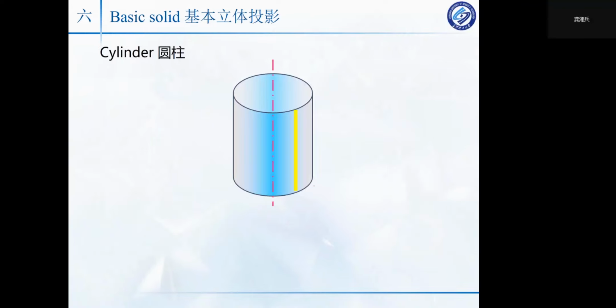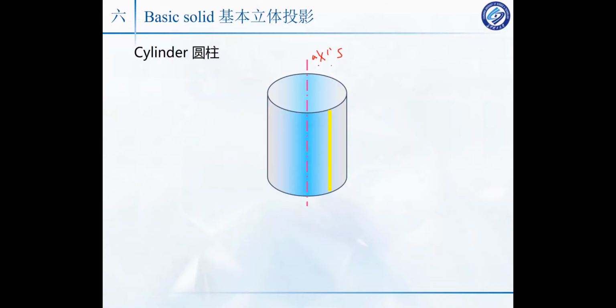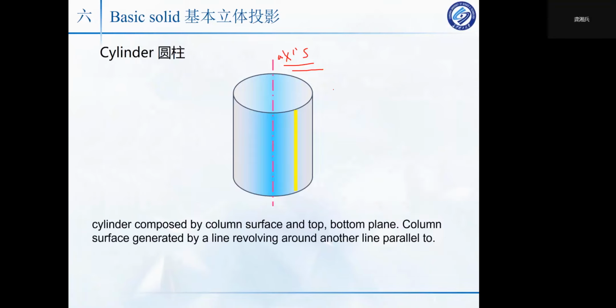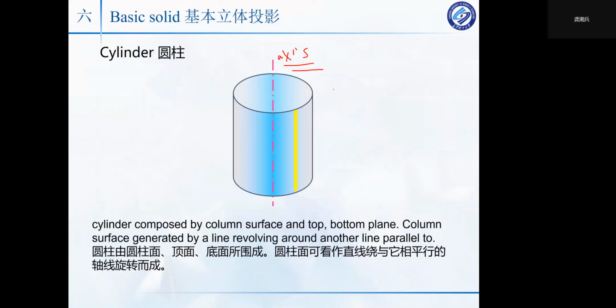Then for the cylinder, use the general line here. You can turn it around the axis, parallel with the axis, turning around the surface and the top and bottom plane. A column surface generated by a line revolving around the axis gives the cylinder.